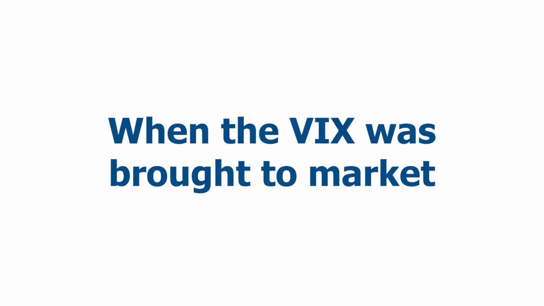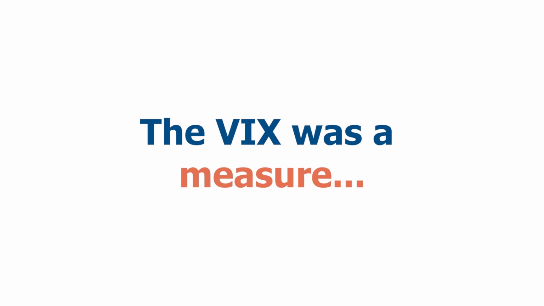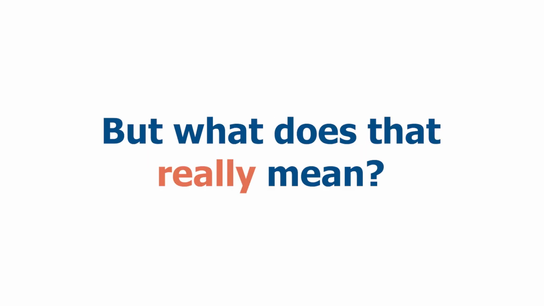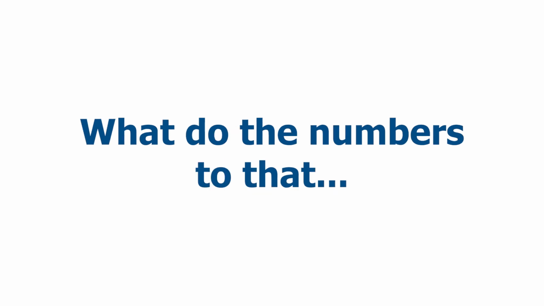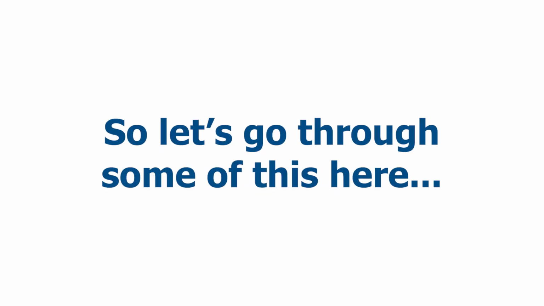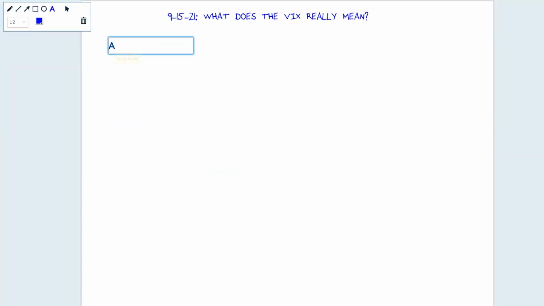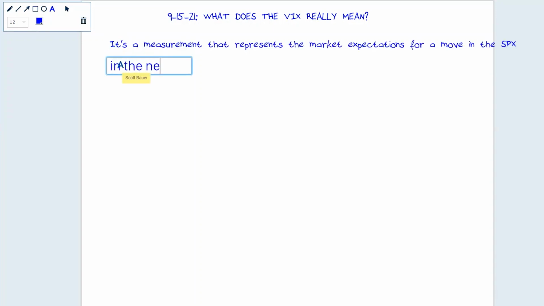When the VIX was brought to market, it was a measure of market volatility. But what does that really mean? What do the numbers really mean? So let's go through some of this here. Okay, so the VIX is a measurement that represents the market's expectations for a move in the S&P, the SPX, in the next 30 days. It is a forward-looking indicator, a 30-day forward-looking indicator of volatility.